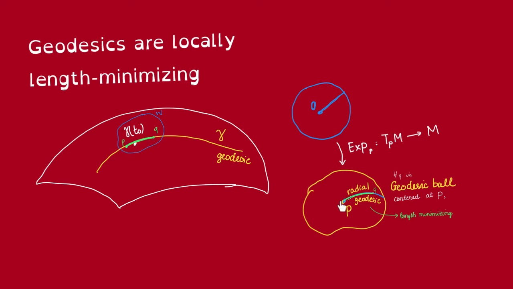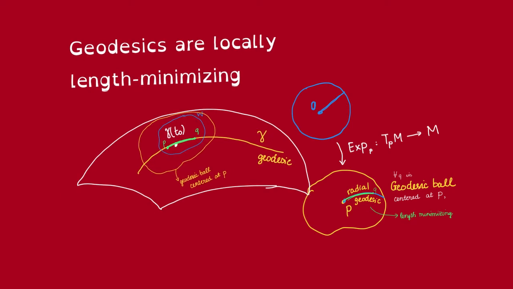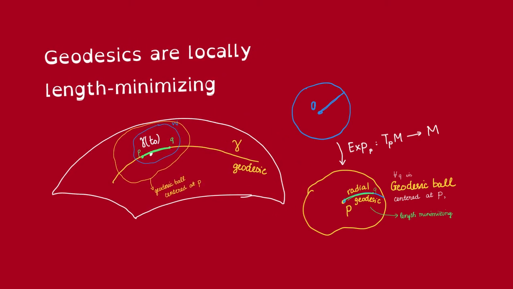Here is where we're going to use the proposition about radial geodesics. What we'll do is draw a geodesic ball centered at P. Now, as gamma is a geodesic going through P, this segment of gamma is a radial geodesic lying inside this geodesic ball. So by this proposition, this radial geodesic must be the length minimizing curve from P to Q. And so we see that gamma is locally length minimizing. However, note that here we have made some assumption. How do we know that Q is going to lie inside some geodesic ball centered at P? This boils down to our choice of the neighborhood W.